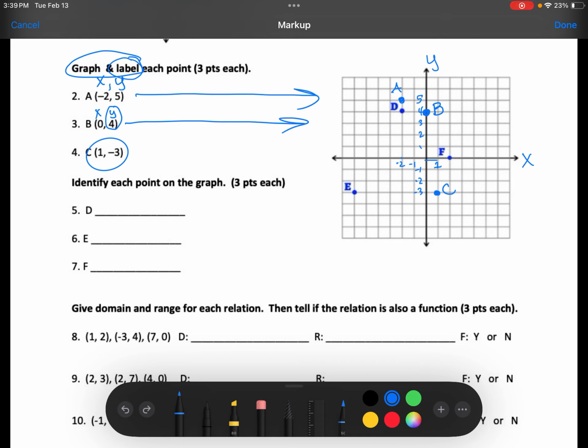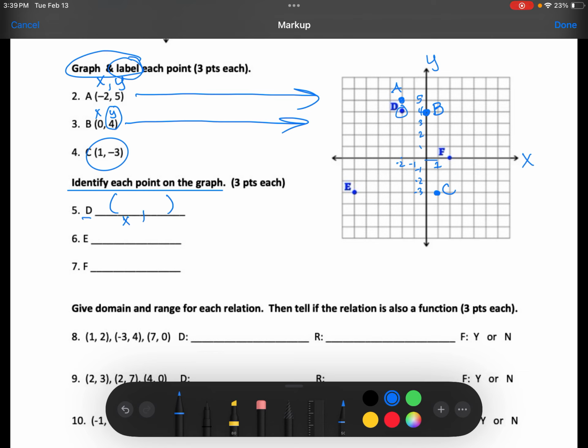Okay, next part says identify each point on the graph. So for D, we're going to go over here and we're going to plot what point it is. So remember, we want an ordered pair here. So here's my D right here, right? So I'm going to look where is the X.